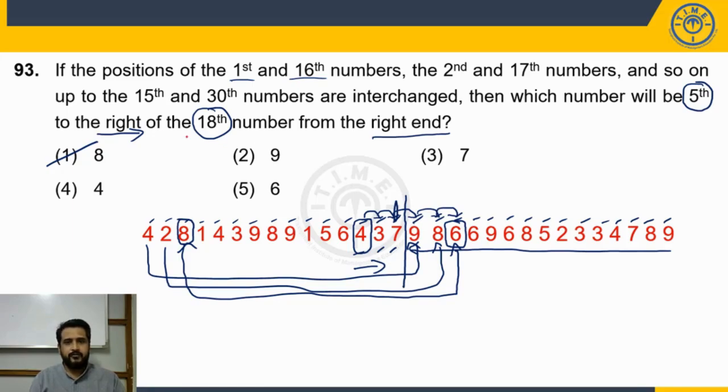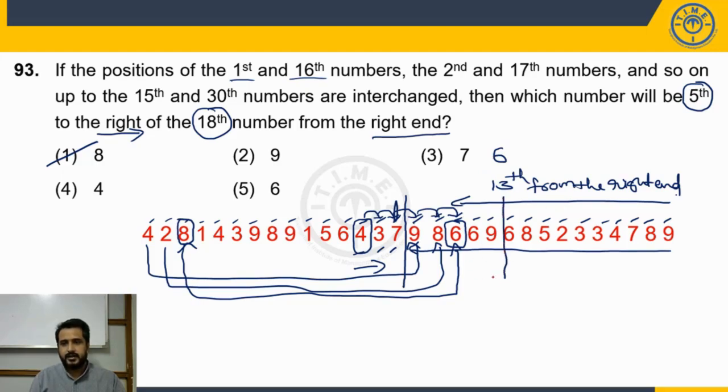5th to the right of the 18th from the right hand is, in simple terms, the 13th from the right hand. In simple terms, the 13th from the right hand we have to identify. So before interchanging, the 13th from the right hand is 6. After interchanging, the 13th from the right hand will be which one? 8. Because first and 16th will be interchanged, it means 4 and 9. Next 2 and 8. Next 8 and 6. So in place of 6, what will be there? 8 will be there. So the answer is 8.